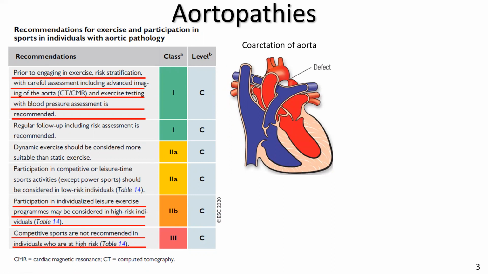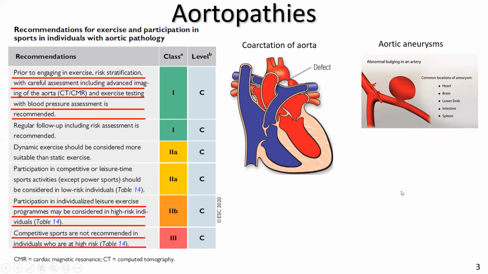First of all, coarctation of the aorta, which is a defect describing a focal narrowing of the aorta in the upper descending aortic region usually, and that then creates all sorts of blood pressure and other hemodynamic problems, and eventually can cause heart failure if not corrected.